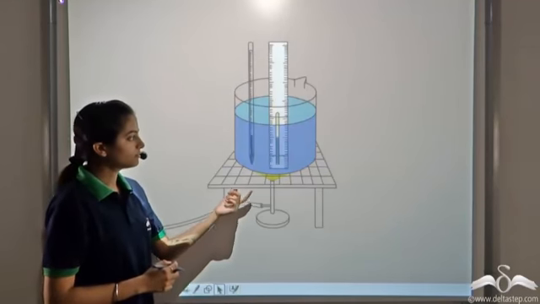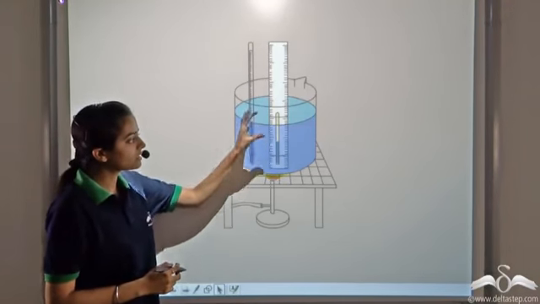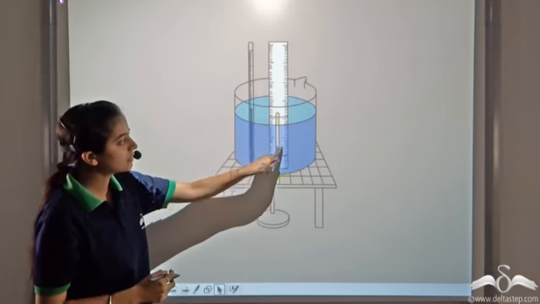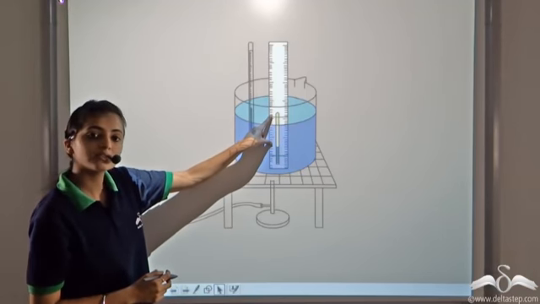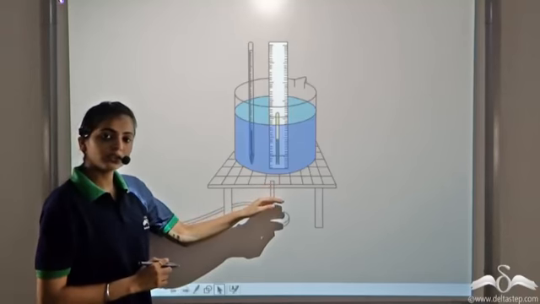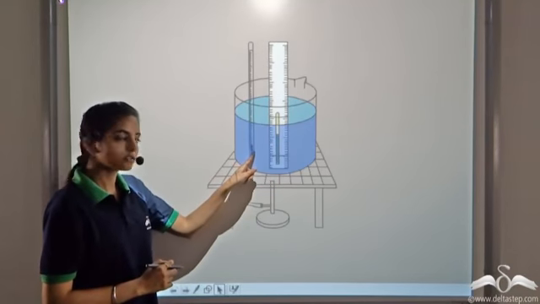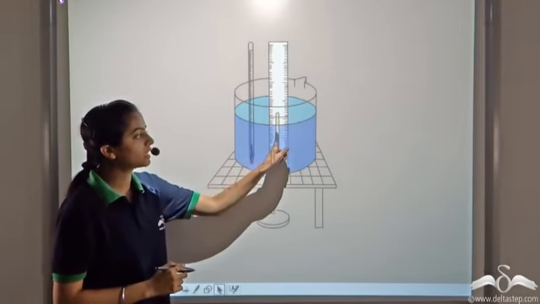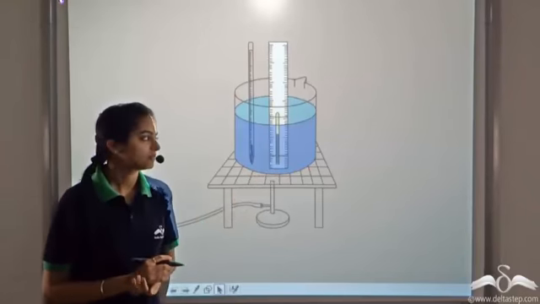As he heated, the temperature started to increase and the volume of the gas in this capillary started to increase. So you observe, when he closed the burner, he switched it off, the temperature decreases and the volume of the gas also decreases.